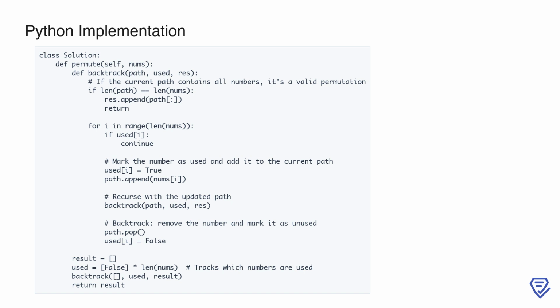This implementation solves LeetCode problem number 46, Permutations, using a backtracking approach. The goal is to generate all possible permutations of a list of distinct integers nums. The function permute is defined within a Solution class. It initializes a result list to store all permutations and a used list to track which numbers are currently part of the active path. The backtrack function is the core of the solution.